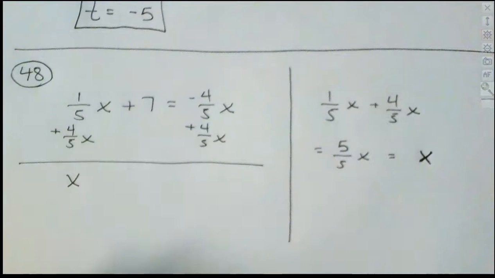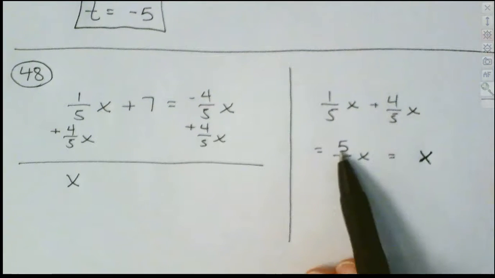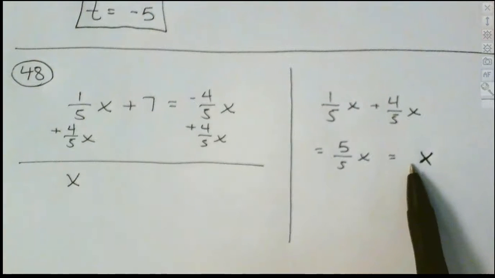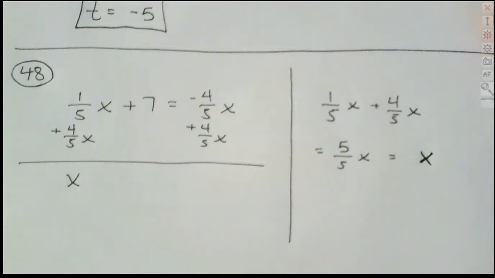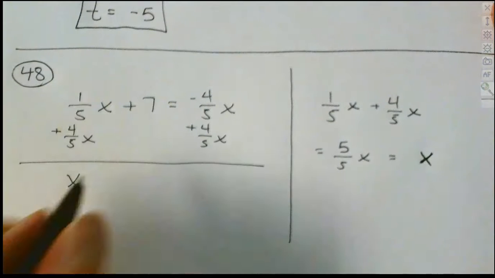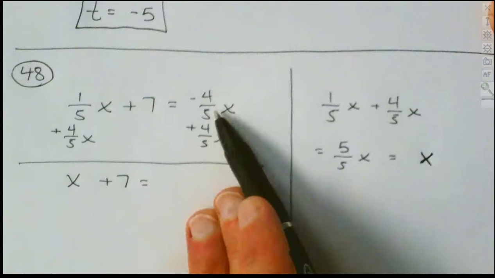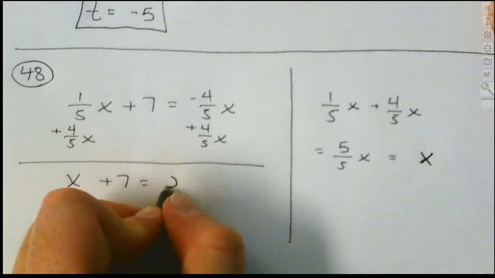So is everyone okay with how we went and combined these together? That makes it 5/5, which is then 1. We don't have to put the 1 in front of the x. Right? You can if you want to, but it's not required. You normally don't put the 1 there, but again, if you want to, you can. What about the right-hand side? Well, we still have that plus 7 on the left. On the right-hand side, those are opposites, so they go to 0.